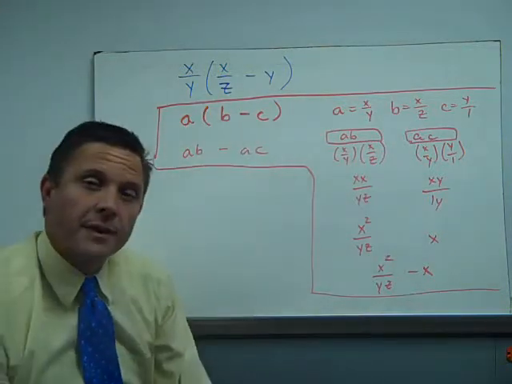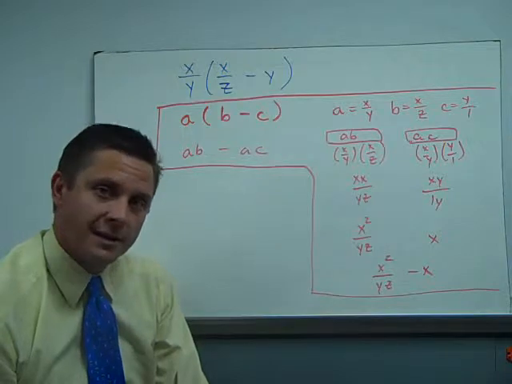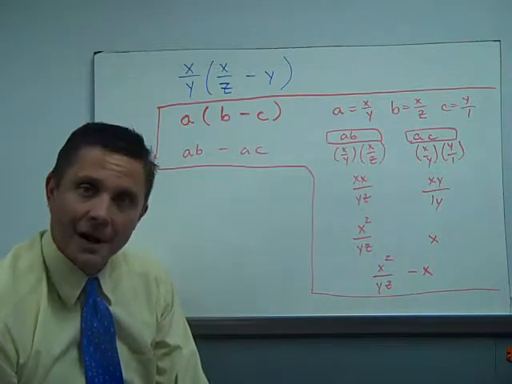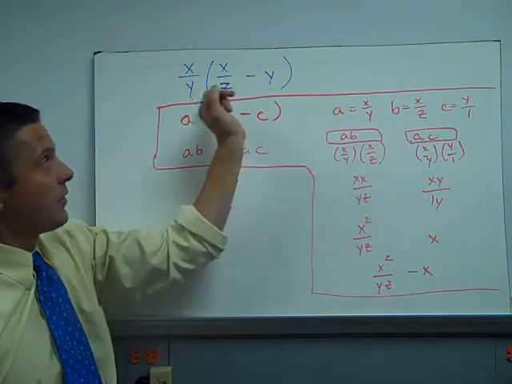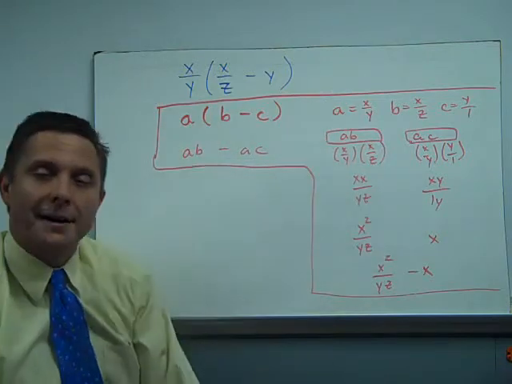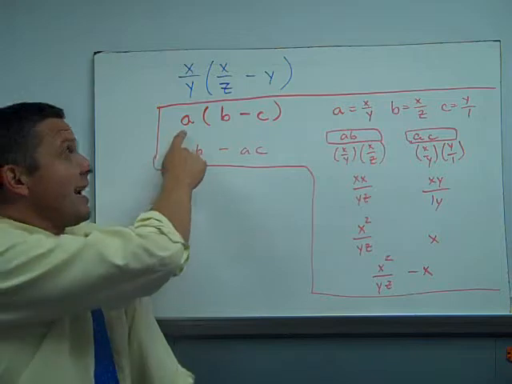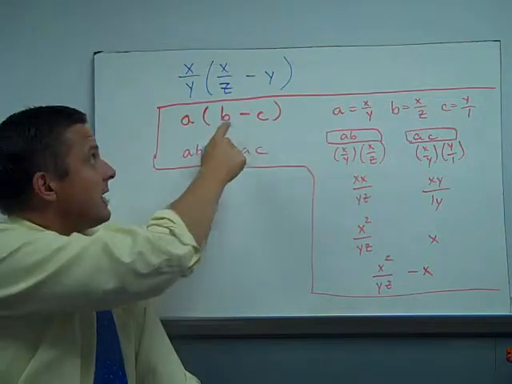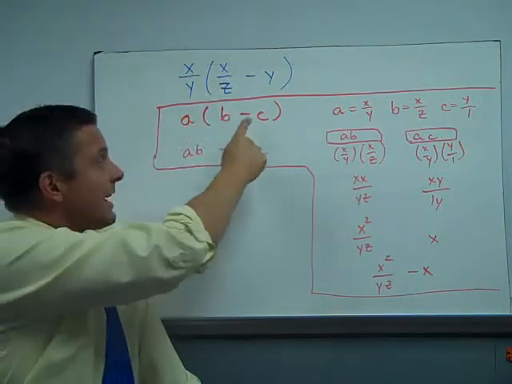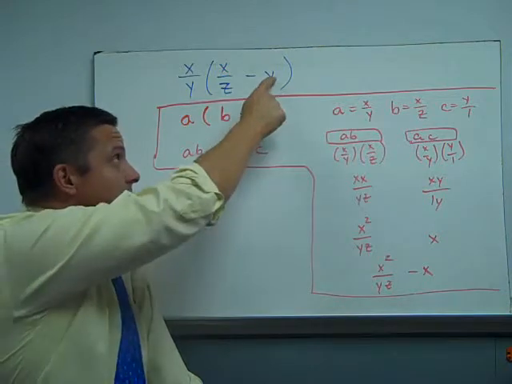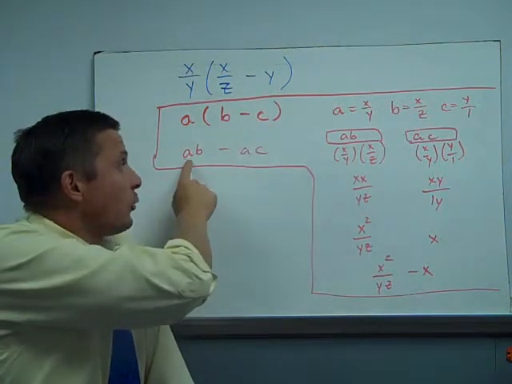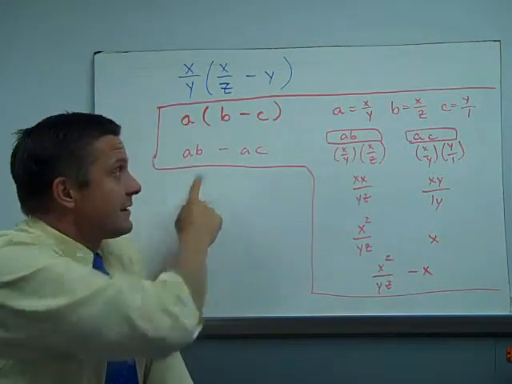And there's the same problem. x over y times the quantity x over z minus y. One thing here and one thing here. It's a product at the moment. Two factors. I see this as A, where A is x over y. I see B as x over z. I leave the minus in between, and I see y as C. And I know this is AB minus AC.